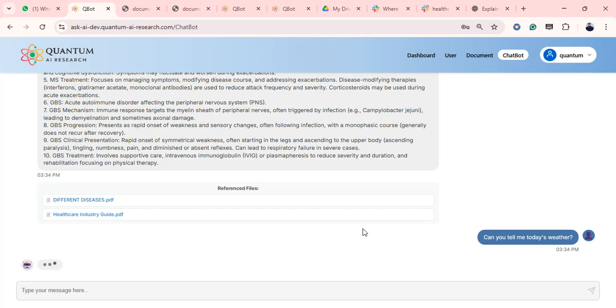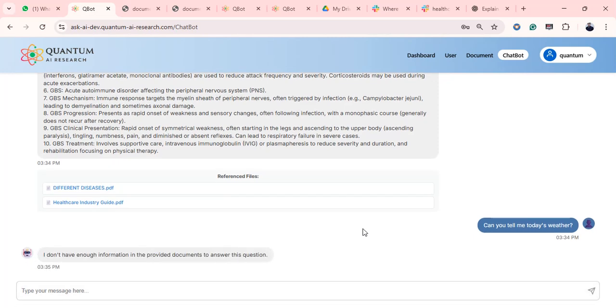So just wait a few seconds and check what the chatbot will reply to this question. As you can see, it says I don't have any information in the provided document to answer this particular question. It means our document does not have any information related to the weather. That's why we are getting this message.